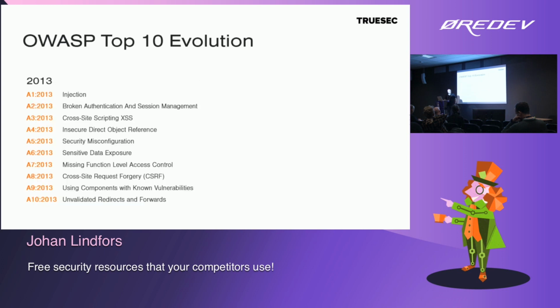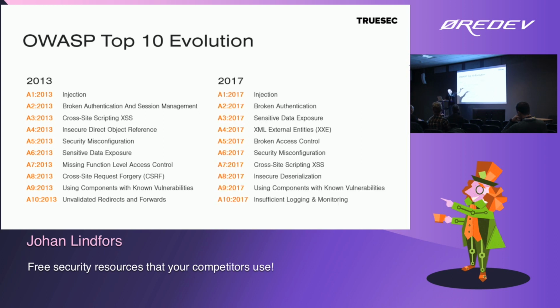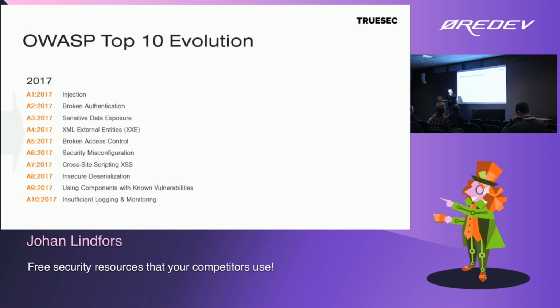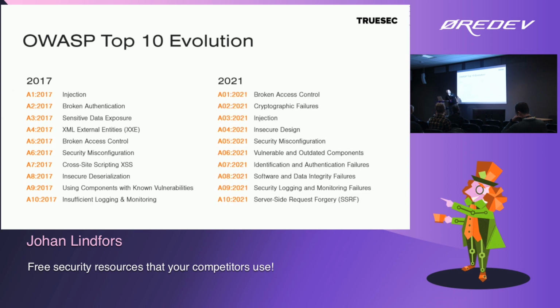So the OWASP top 10 has also been evolving. The first one was released in 2013, where injection attacks was the most important thing that people should be aware of. And then it became 2017. Injection attacks was still the top candidate. And now, or actually last year, the 2021 edition was released. And then it shifted a bit, because from injection, we are now looking at broken access control as the most critical vulnerability.